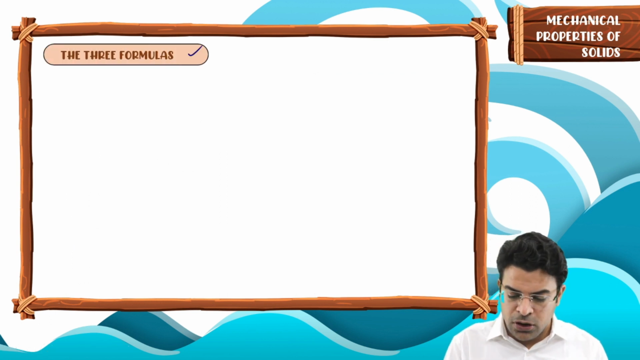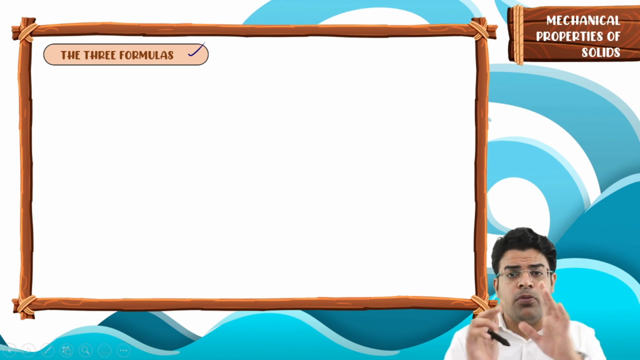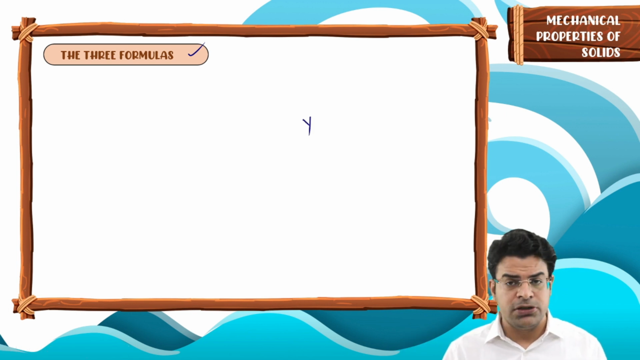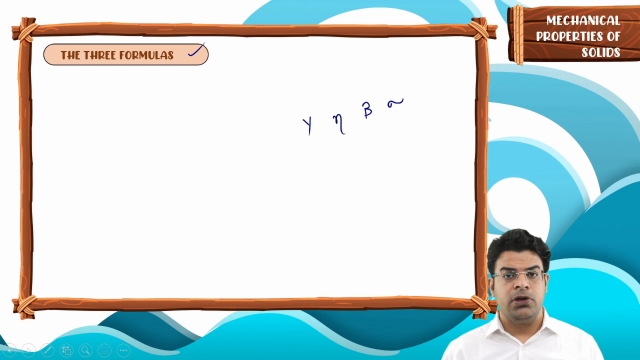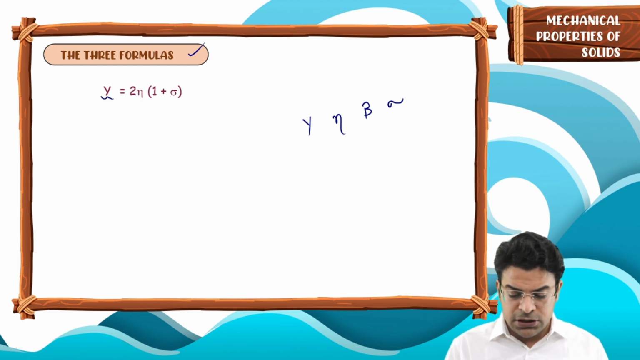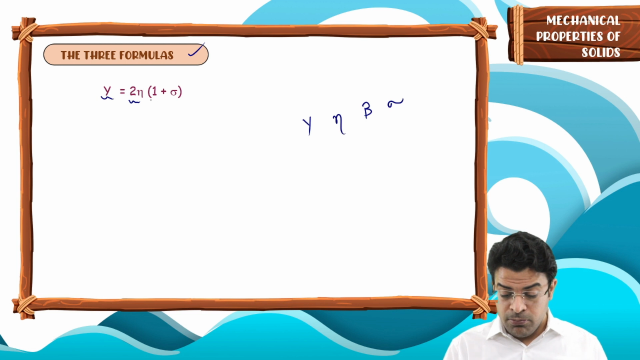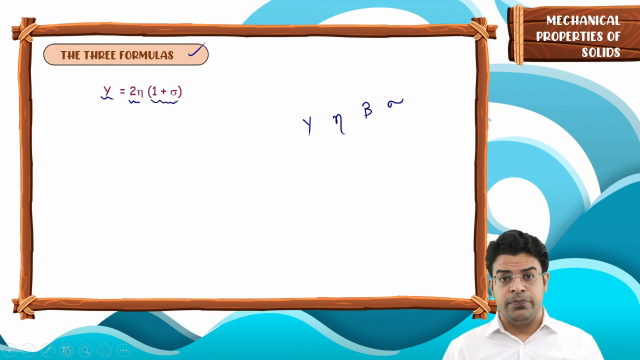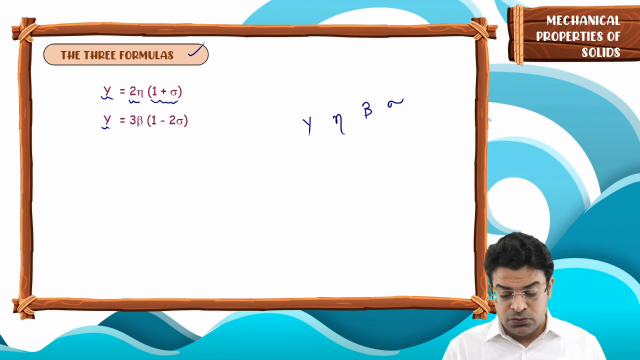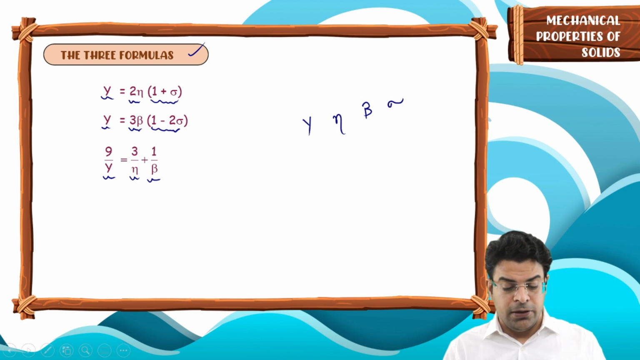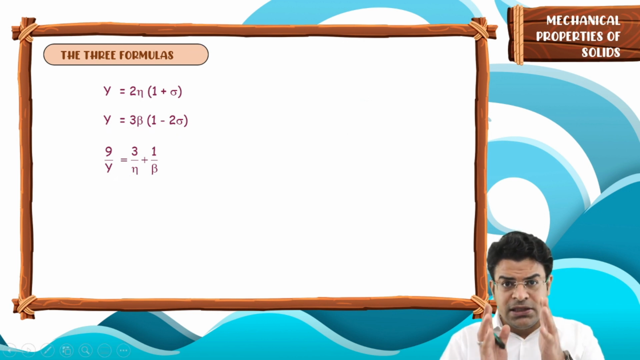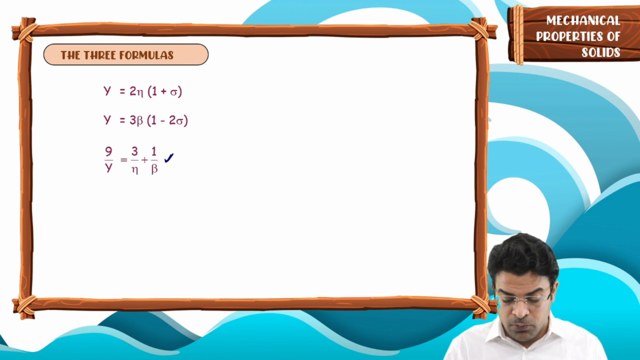So now let's talk about the three formulas. Which three formulas? The three formulas correlating Young's modulus with modulus of rigidity, bulk modulus, and the Poisson's ratio. The first formula goes like Young's modulus equals 2 times the modulus of rigidity multiplied by 1 plus Poisson's ratio. The second formula is Young's modulus equals 3 times the bulk modulus times 1 minus 2 sigma. And the third formula, 9 by Young's modulus equals 3 by modulus of rigidity plus 1 by beta. The question which came in this year's mains paper was based on the third formula.